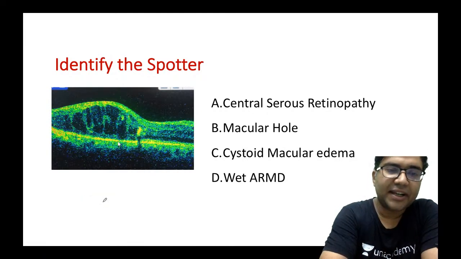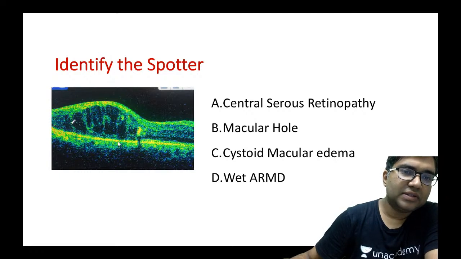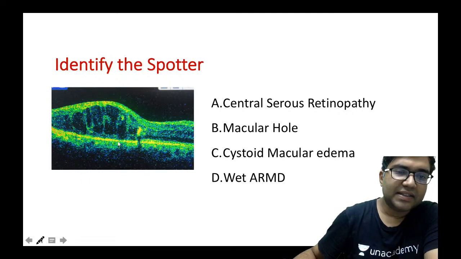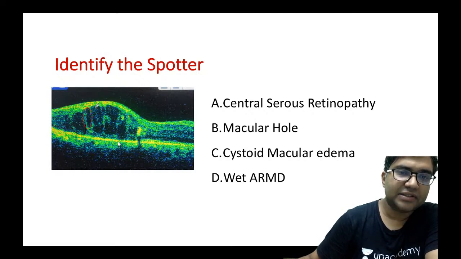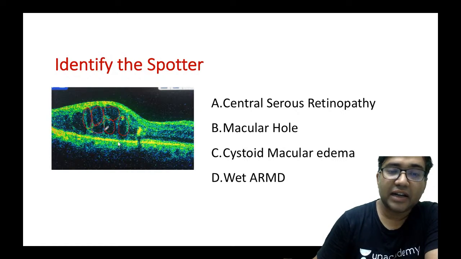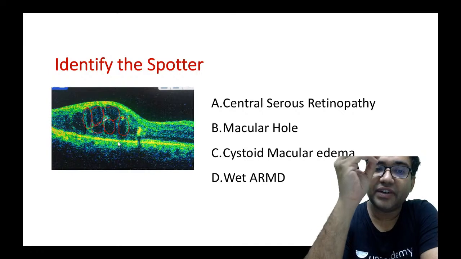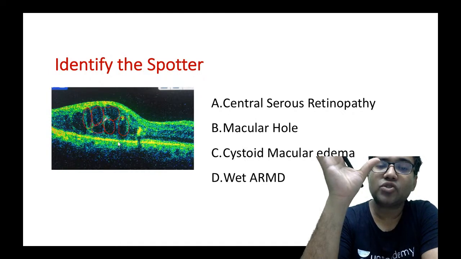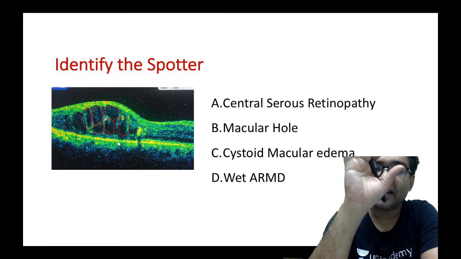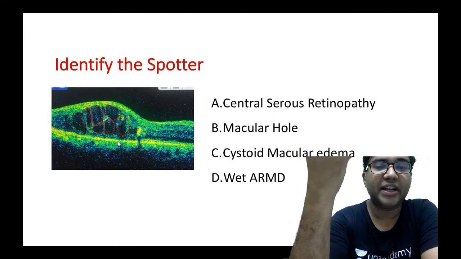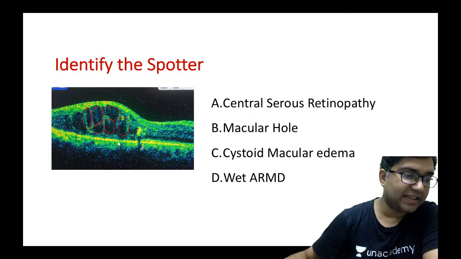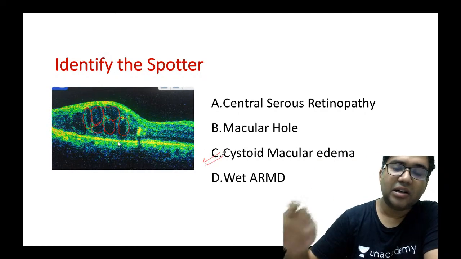So if you can appreciate here, there are also cystic spaces. Cystic spaces are seen in the inner part of the retina. Unlike central serous retinopathy, where the nine layers of the retina, that is the neurosensory retina, are absolutely normal, in cystoid maculoedema the inner layers have edema. So this is basically a cystoid maculoedema.